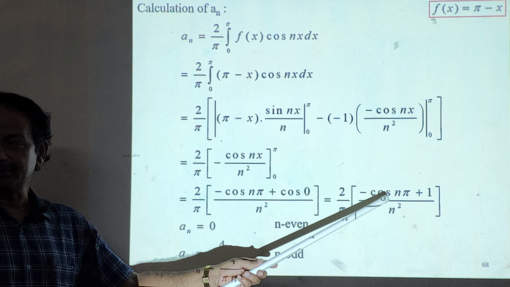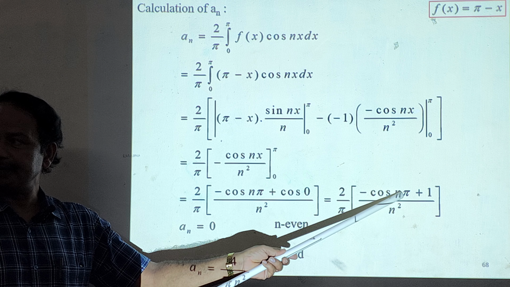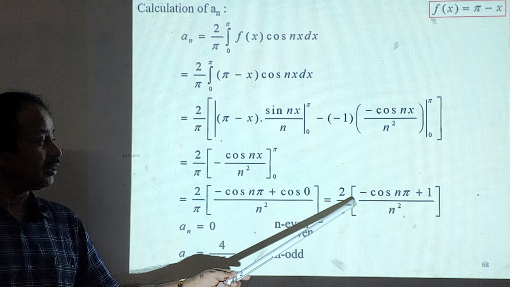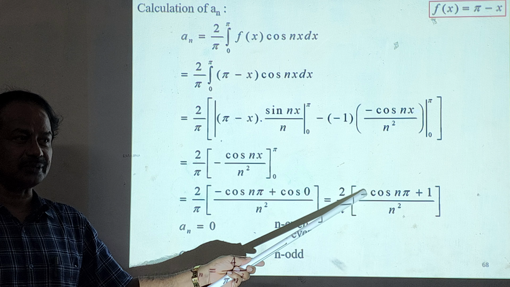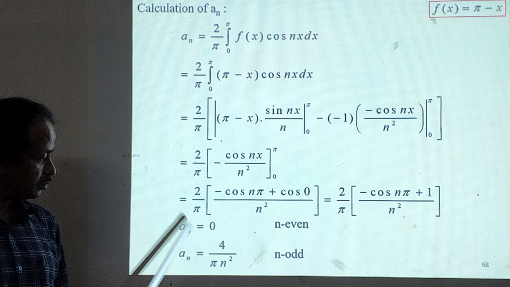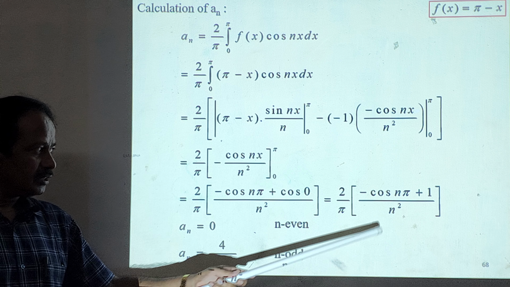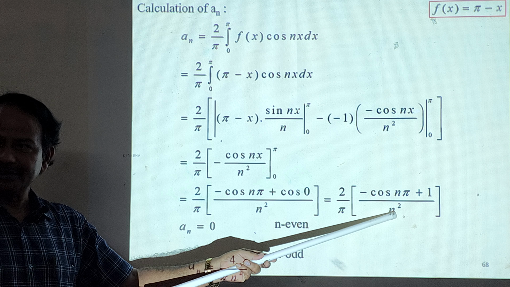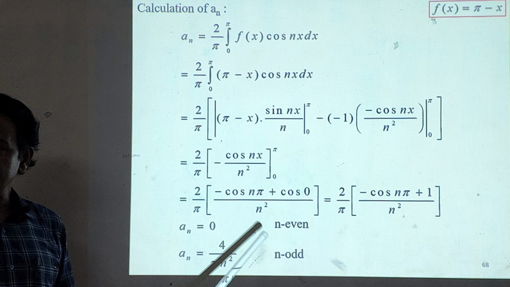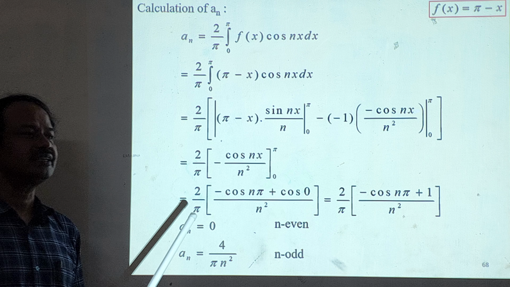For all the odd numbers, odd number means you have 1, 3, 5. So you have 1, so cos pi is minus 1. Already one minus is there. Minus plus 1, so this becomes plus 2. Okay, 2 to 4. 4 divided by, here, instead of n you have to substitute 1. Okay, 4 divided by pi n square. For all odd numbers, this becomes a_n equal to 4 divided by pi n square.